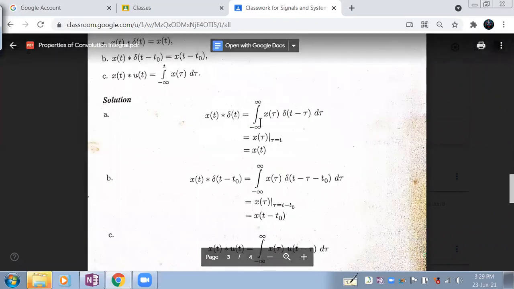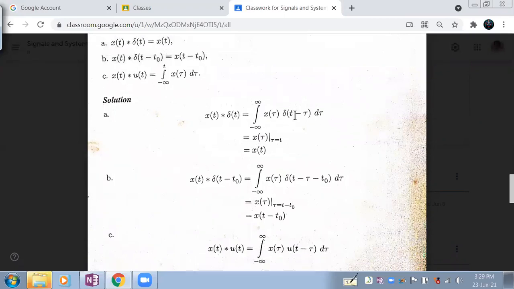So what is the convolution integral equation? It's x of tau into delta of t minus tau. By the properties of the impulse function, the unit impulse function, it can be given by this integration. We have seen how to evaluate this integral, right? So this evaluation of the integral is as good as evaluating x of tau at tau equal to t. Why at tau equal to t? Because where do you think this tau exists? Anybody?